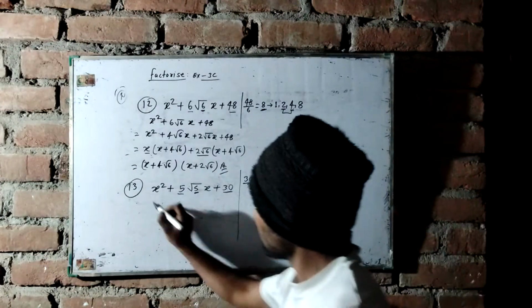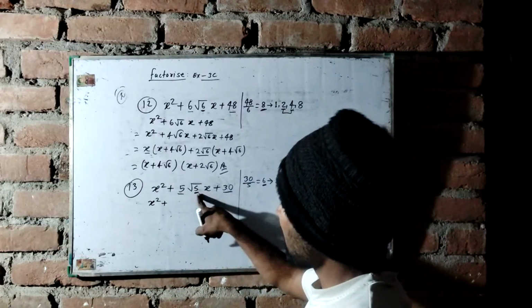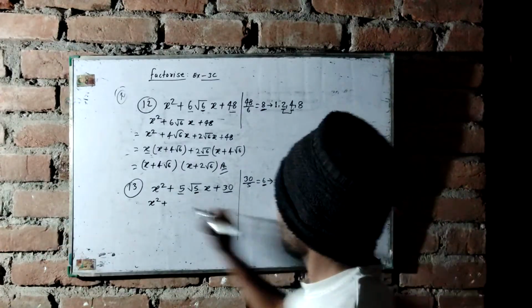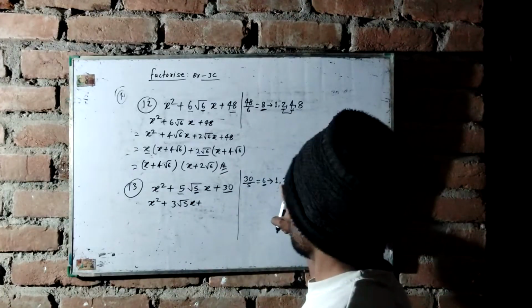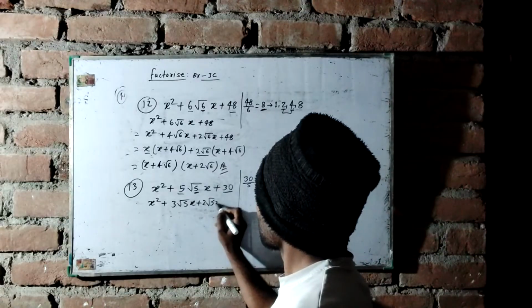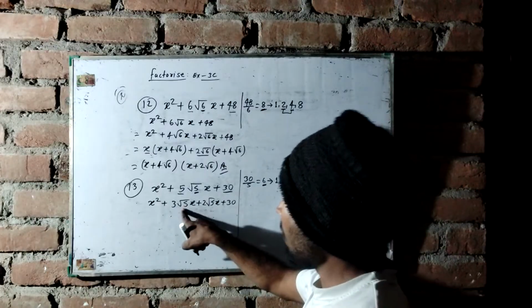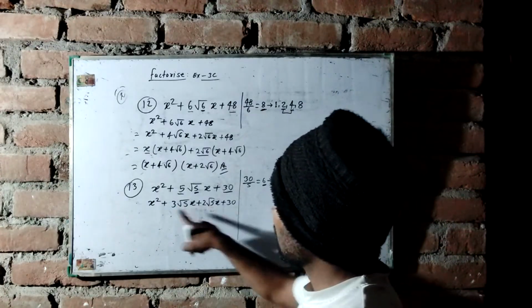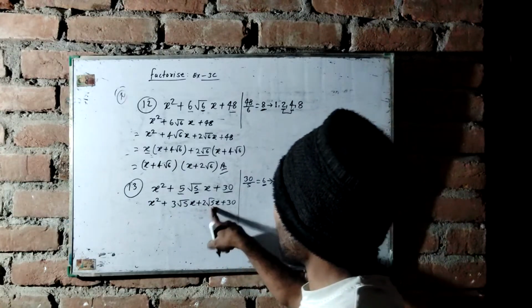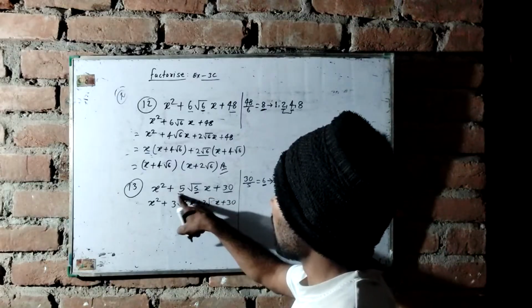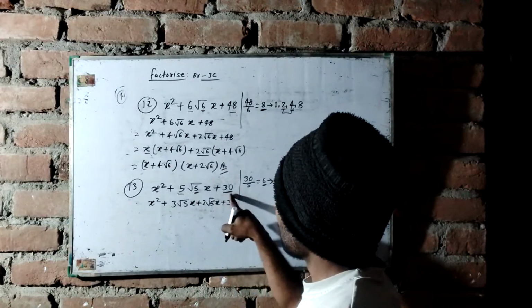So we can write x square plus 5 under root 5x as 3 under root 5x plus 2 under root 5x plus 30, because the sum of 3 under root 5x and 2 under root 5x will be 5 under root 5x and their product will be plus 30.